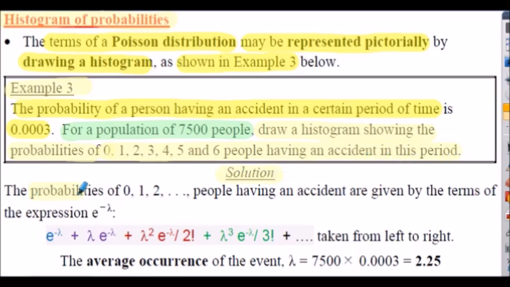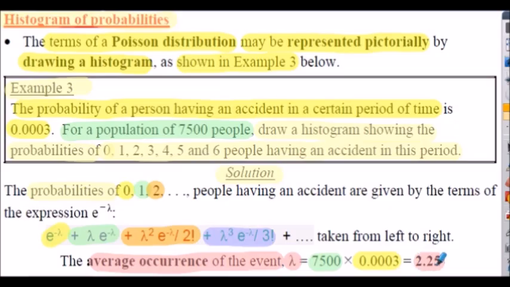As before, the probabilities of 0, 1, 2 people having an accident are given by the terms in our expression containing e to the negative lambda. So probability of no accidents, probability of 1 accident, probability of 2 accidents, probability of 3 accidents, etc. Note the average occurrence of an event, in this case lambda, is the population, 7,500, multiplied by the probability. So the average occurrence is 2.25, that's less than 5, so again we're valid to use our Poisson distribution in this case.